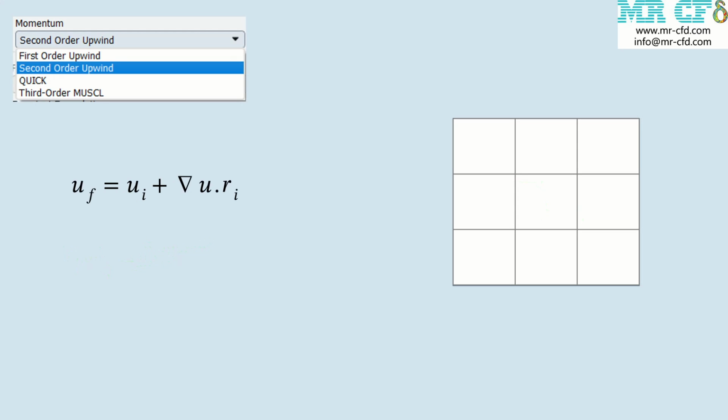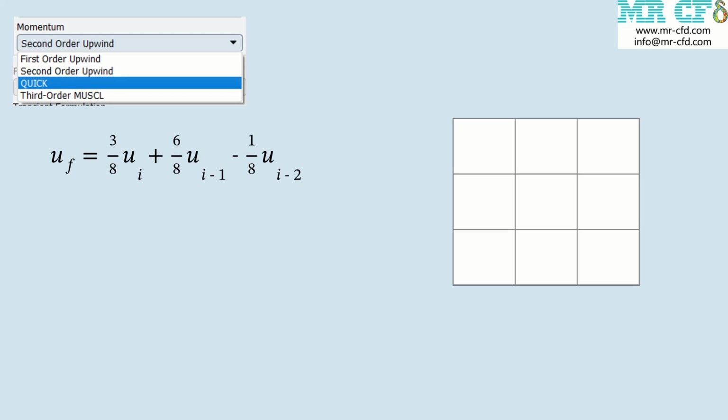The second scheme is a second-order upwind scheme, which we reviewed earlier. In this scheme, the velocity at face F is calculated using the value U at the upstream cell I plus the gradient of U dotted with the distance vector from the center of cell I to face F.